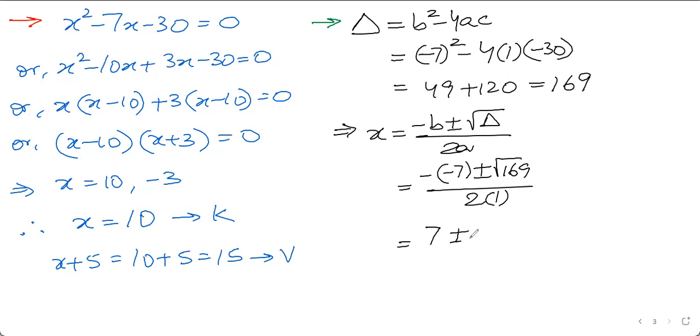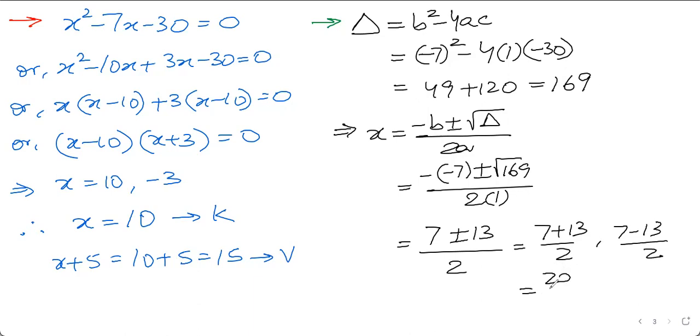Seven plus or minus 13. The square root of 169 is 13 by 2. Now we have two answers: 7 plus 13 by 2 and 7 minus 13 by 2. So x can be 20 by 2 or minus 6 by 2. That means our x can be 10 or minus 3. Same thing. Exactly same thing, different method.